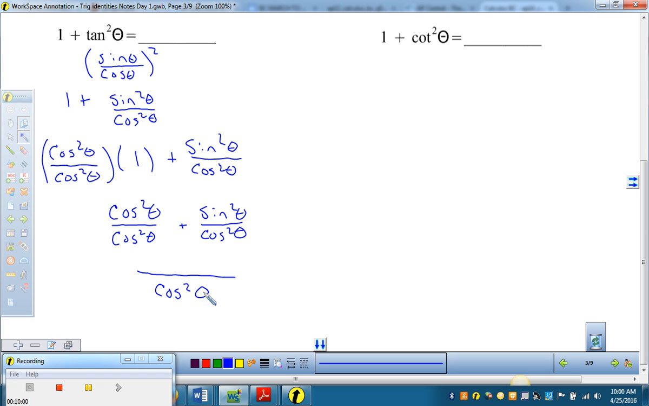And what is on the top? Please tell me the top. Cosine squared theta plus sine squared theta. Very nice. Well, we just proved that identity. What's that equal to? On the top. Equal to 1. We just proved sine squared theta plus cosine squared theta equals 1. So now what we have on the top.